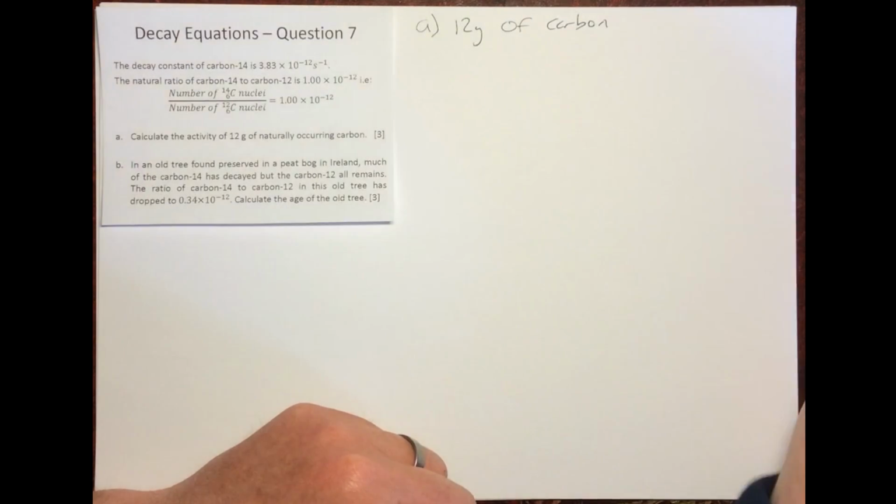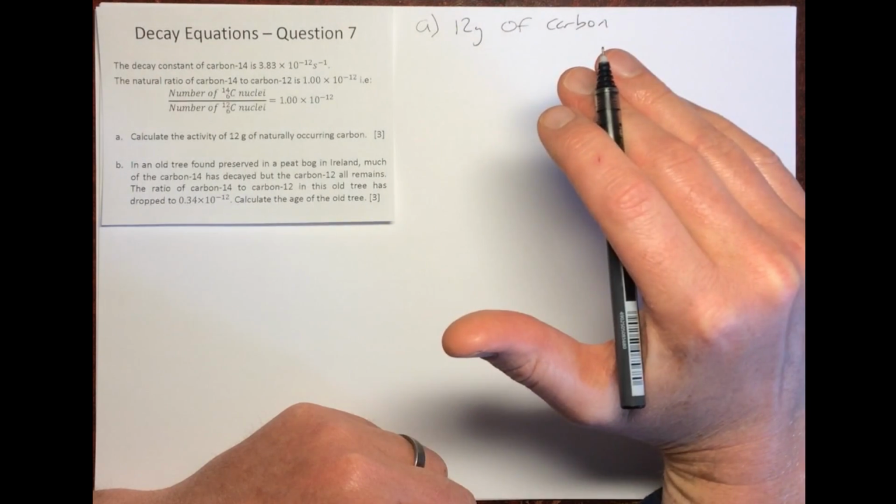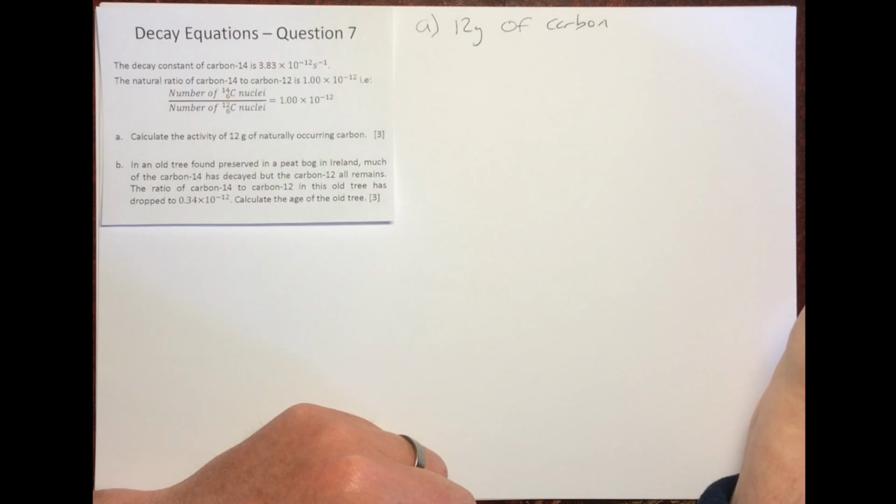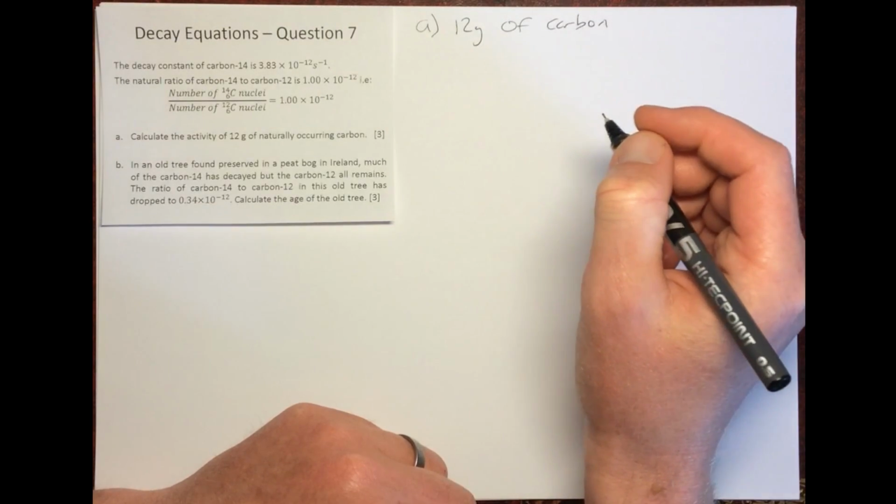So we can just focus entirely on the carbon 12 nuclei because they make up the majority of the mass of naturally occurring carbon. There'll be an absolutely tiny fraction of that mass made up of carbon 14 nuclei, so we can just ignore it, which is handy. So let's get started here.